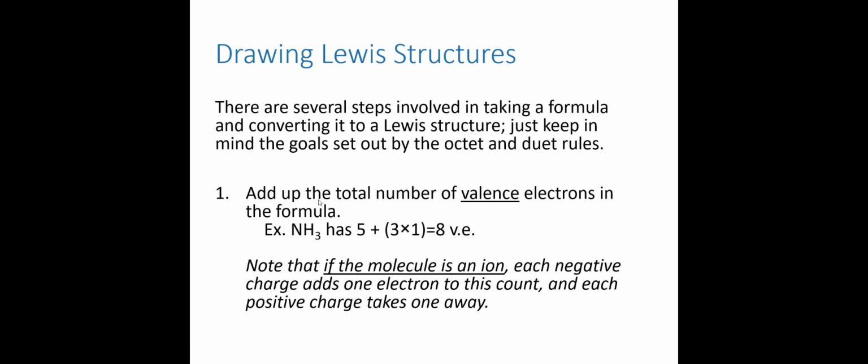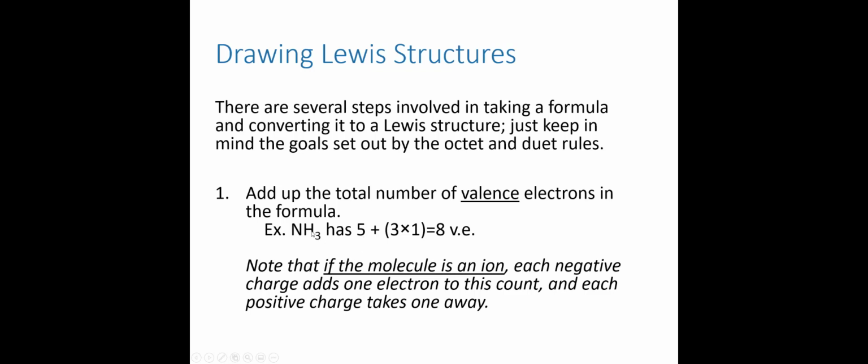So step 1. You want to look at the formula of whatever it is you're going to draw the Lewis structure for, and you want to get the total number of valence electrons from those atoms. So nitrogen, if you look on the periodic table, is in group 5A. So it has 5 valence electrons. So I put a 5 there. And there's only one of them. So 5 times 1 is 5.